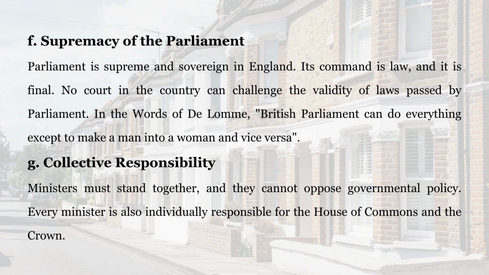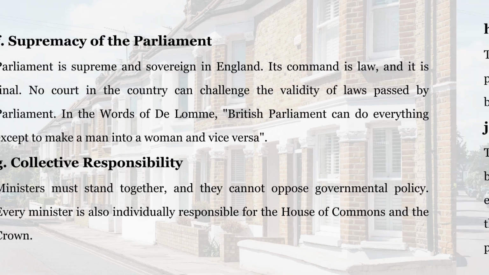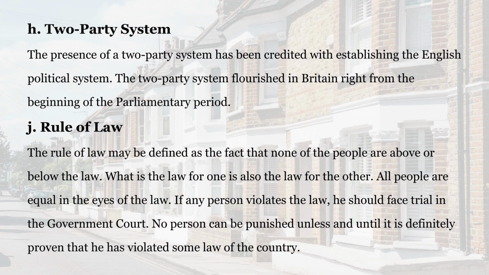G. Collective responsibility. Ministers must stand together, and they cannot oppose governmental policy. Every minister is also individually responsible to the House of Commons and the Crown. H. Two-party system. The presence of a two-party system has been credited with establishing the English political system. The two-party system flourished in Britain right from the beginning of the parliamentary period.